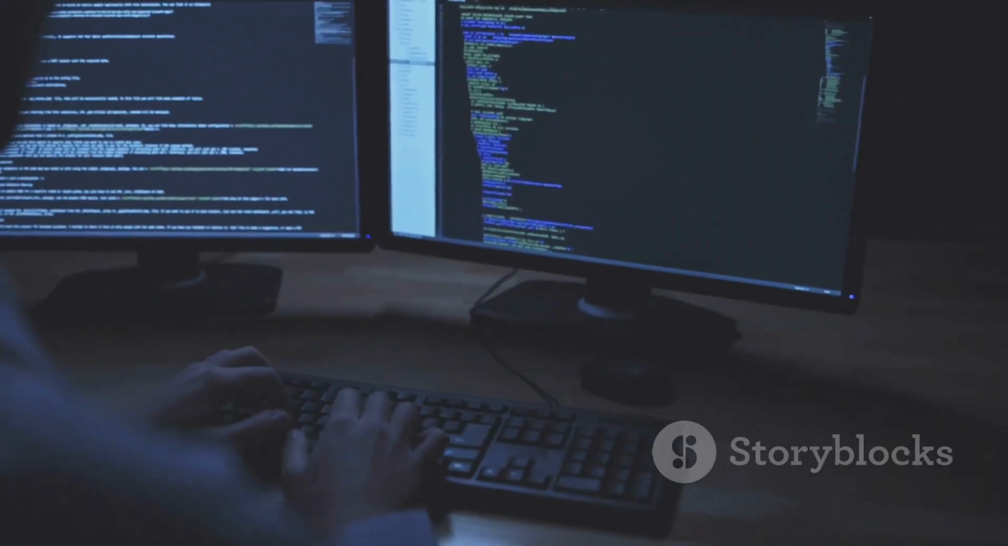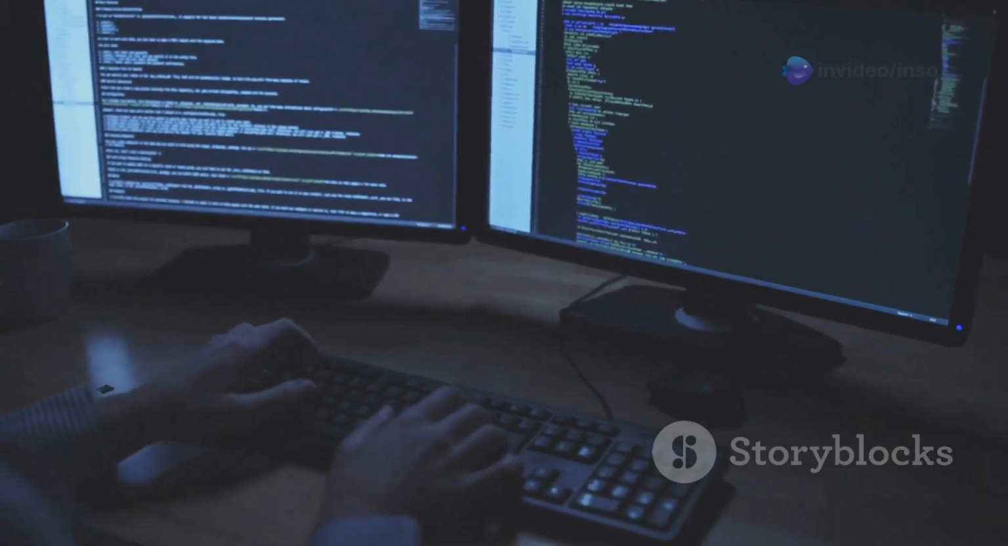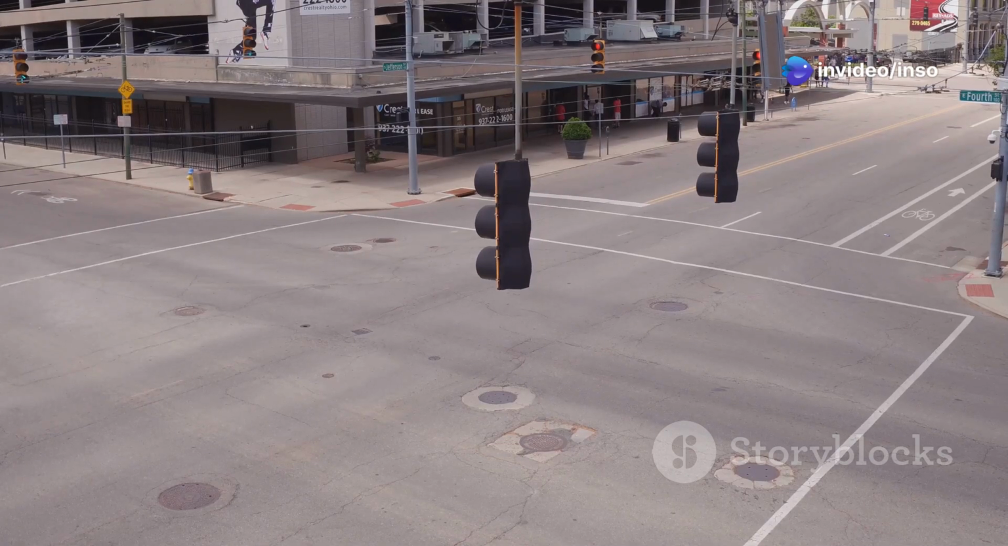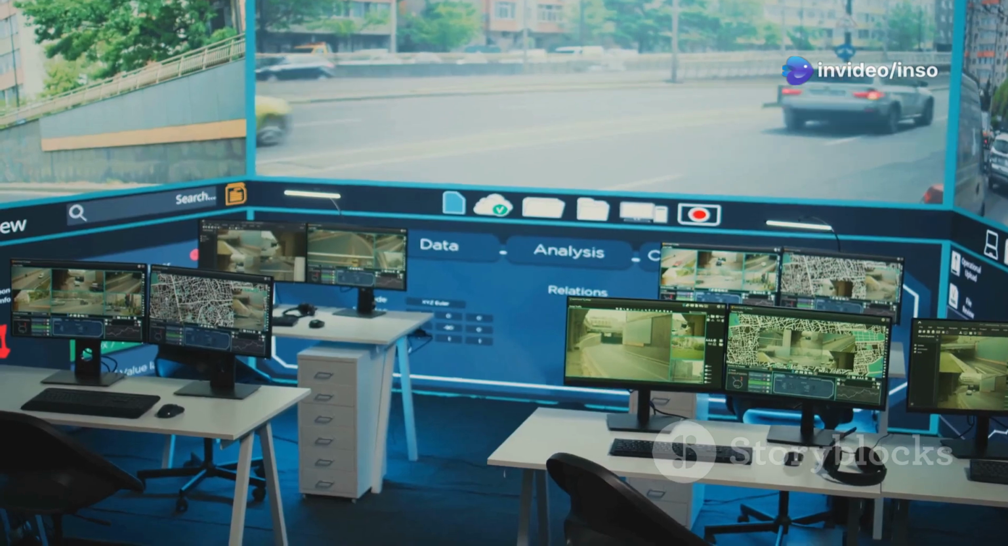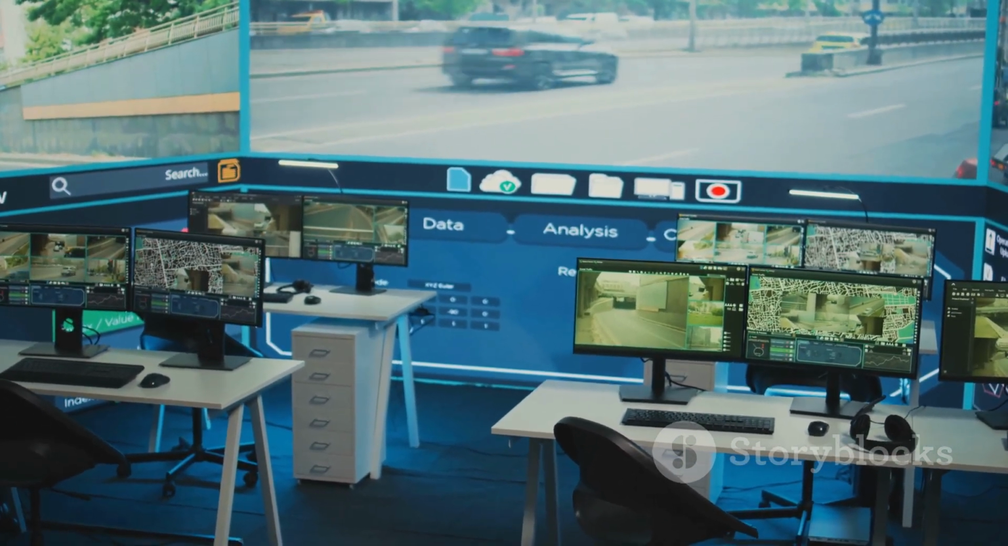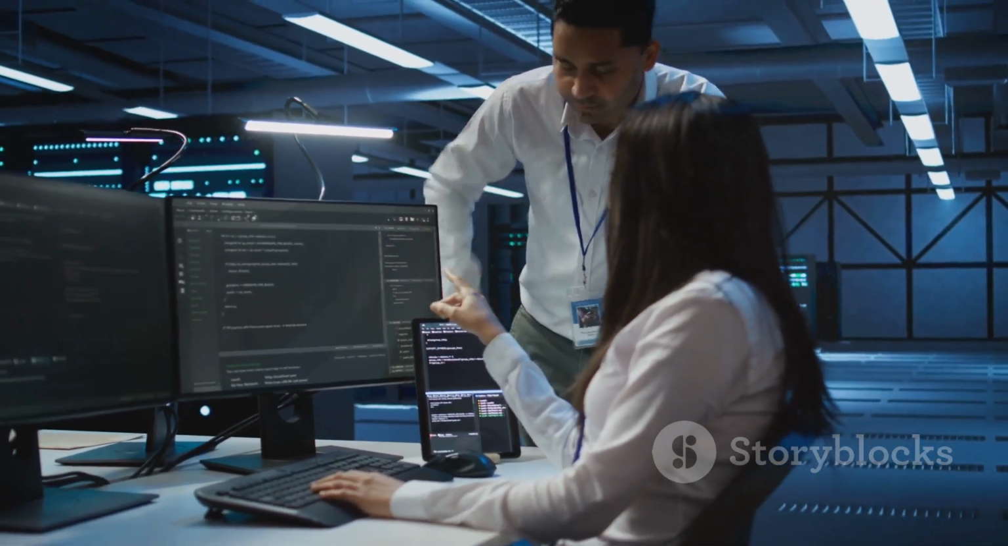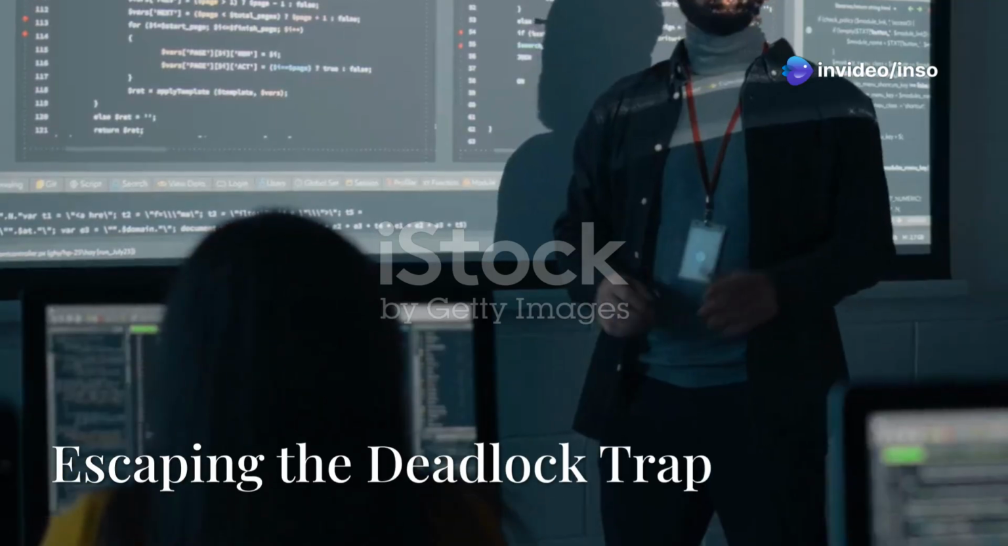Once a deadlock is detected, the system can recover by terminating one or more processes involved in the deadlock. Detection is like having traffic cameras and sensors. They identify congestion so that authorities can take corrective action. Detection and recovery can be complex to implement. Moreover, terminating processes can lead to data loss.